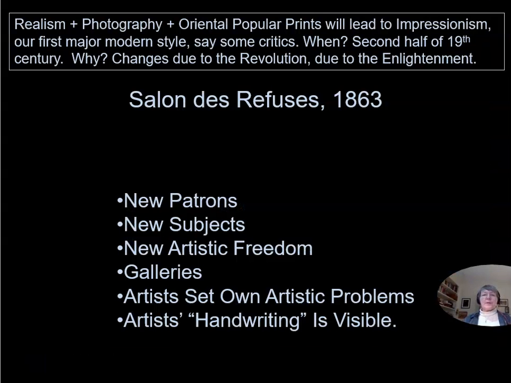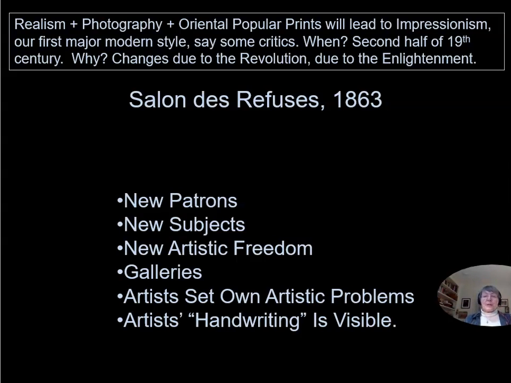In response to realism and the invention of photography, both appearing in the first half of the 19th century, plus the arrival of Oriental popular prints in the second half of the 19th century, we arrive at our first truly modern style, and that modern style will be Impressionism. The question really is, why does it happen then? And we think the answer is due to the French Revolution, which in turn was due to the Enlightenment.